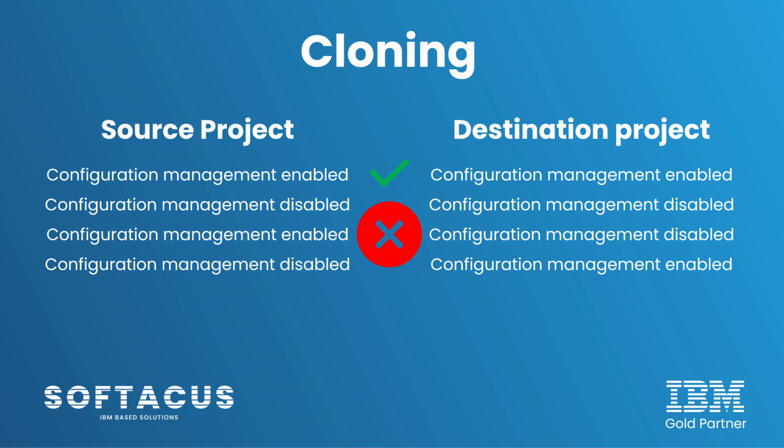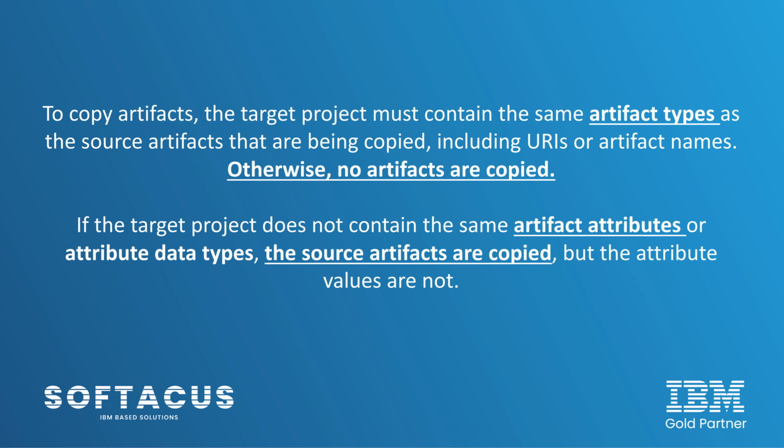So the same artifact ID and the same URL is difference number one between cloning and copying, because when copying you have a new artifact ID and a new artifact URL, and this was the second difference. The last thing you need to know before we jump to the exercise is that when you are copying or cloning artifacts, the target project must contain the same artifact types as the source artifacts that are being copied. Otherwise, no artifact will be copied.